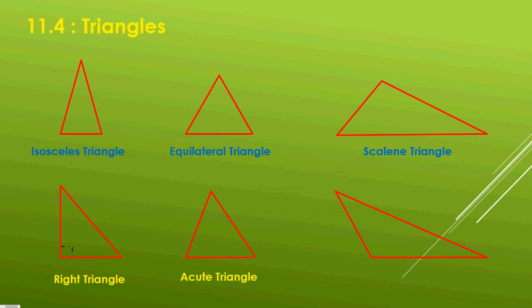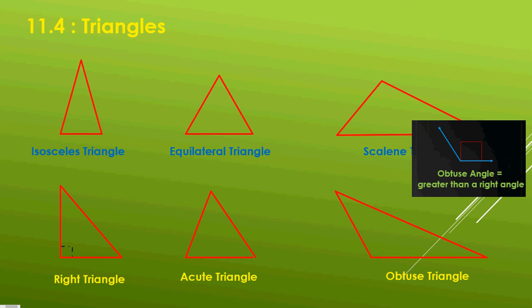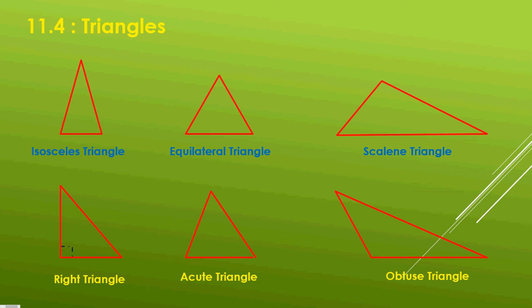And the last one is this one. Okay? This is the obtuse. Obtuse angle is greater than a right angle. So that means, guys, that this angle is more than 90. Okay? Good job. This is how we can classify a triangle.